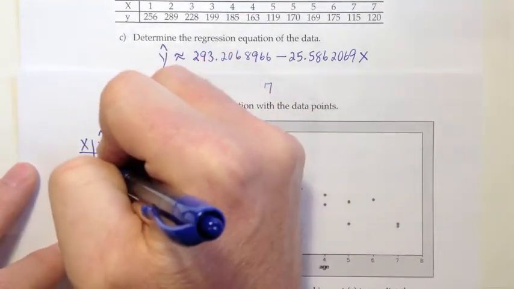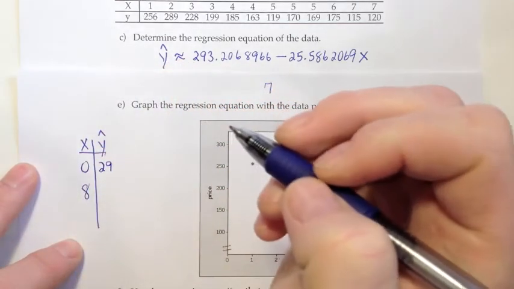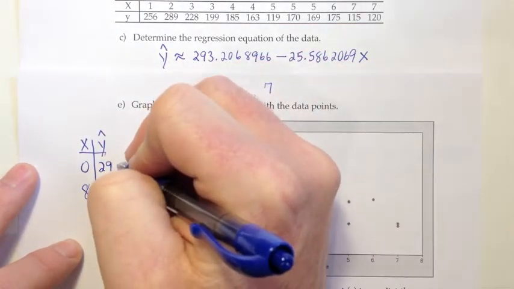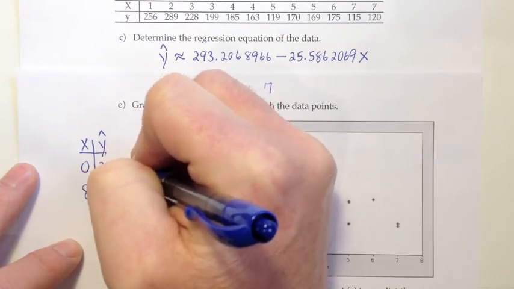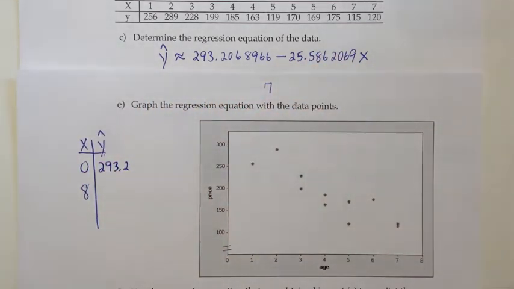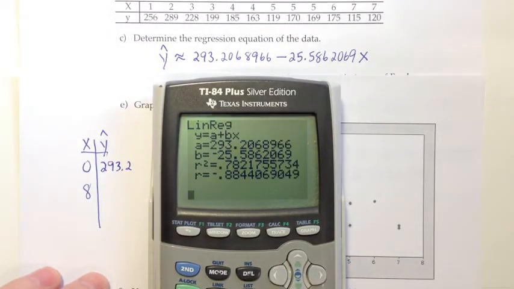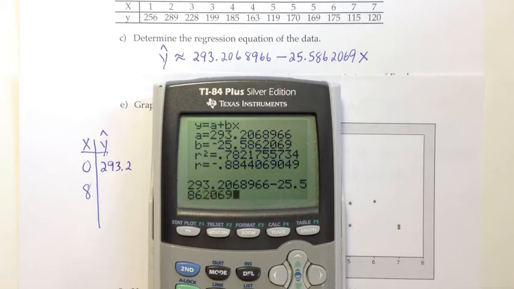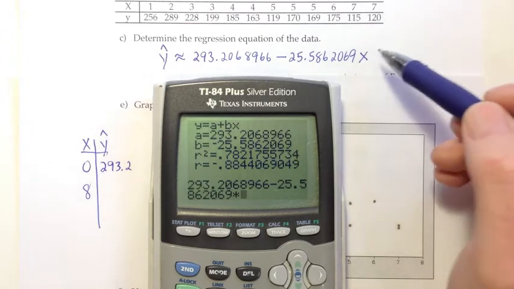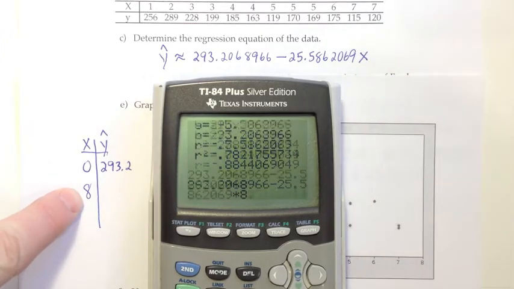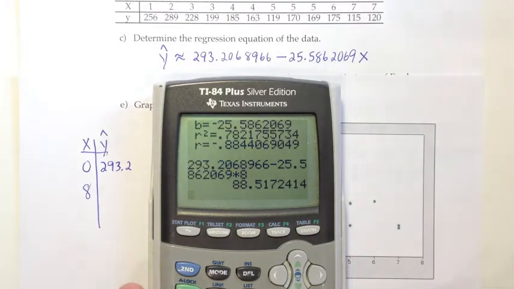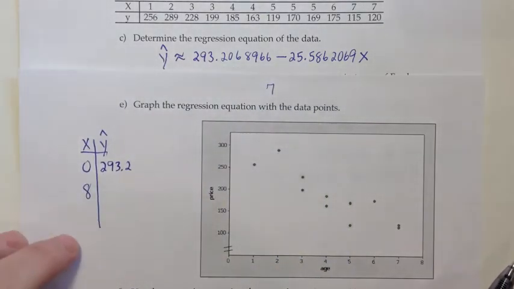Now I'm not that accurate by hand where I feel like I could plot that out to the 6th or 7th decimal place, so I'm just going to put 293.2, which honestly is more accurate than I can do by hand. And then for the second one, I'm going to bring in the calculator to help me with that estimate. So I'm going to type in 293.2068966 minus 25.5862069, and then times, it's supposed to be the x right here, so that would be our 8. And when I put that in, I get about 88.5, so that'll be my other ordered pair.